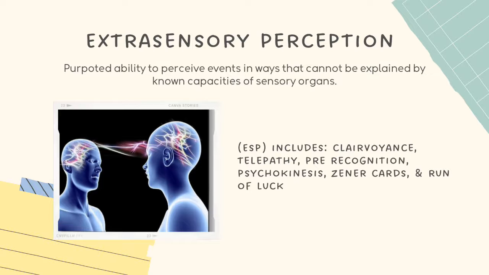Extrasensory perception. About half of the general public believes in the existence of extrasensory perception or ESP, which is the ability to perceive events in ways that cannot be explained by known sensory capacities. This includes clairvoyance, telepathy, precognition, psychokinesis, Zener cards, and run of luck.